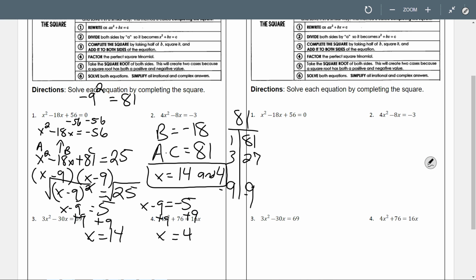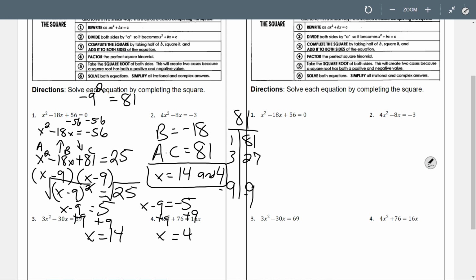Then we complete the square by taking half of b. Negative 18 was b. Half of negative 18 was negative 9. Square it, which negative 9 times negative 9 is positive 81. And then add it to both sides of the equation. So x squared minus 18x, add that 81, it just comes down here. Equals negative 56 plus 81, which is a positive 25.